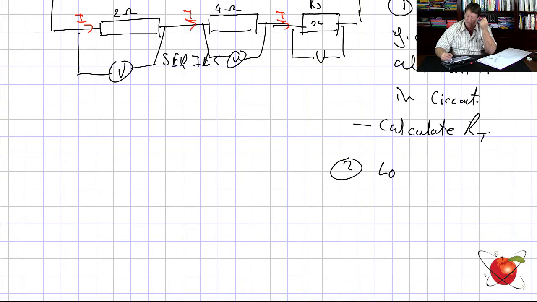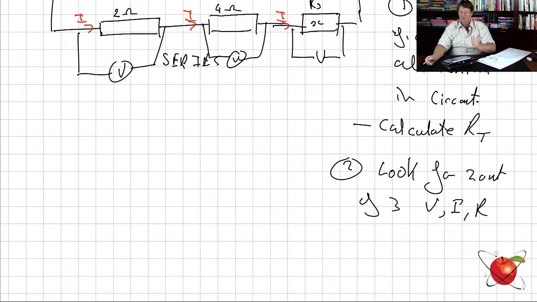Here, no, we are not given the total resistance, so we can't calculate it anyway. So what do we do next? We say, okay, step 2: look for 2 out of 3. What 3? V, I, R.